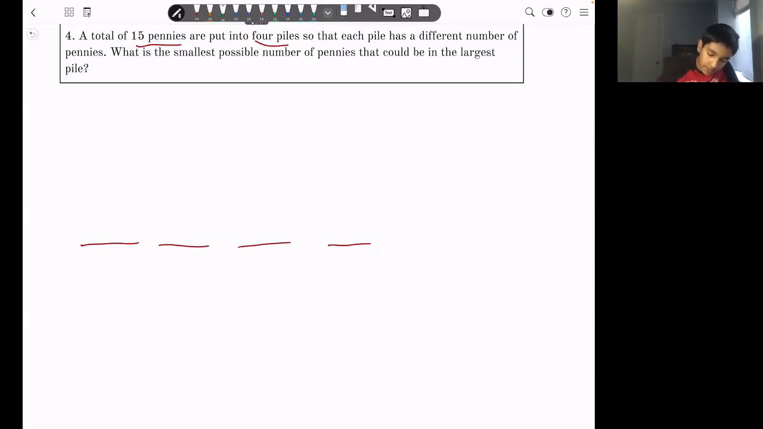Okay, so what's the average number of coins in each pile? We have 15 pennies in 4 piles, and that means there's 3.75 pennies on average. So since there are 3.75 pennies on average, the largest number of pennies has to be at least 4 or more. It cannot be any less than 4, since if the average is 3.75, the largest value has to be greater than the average value.